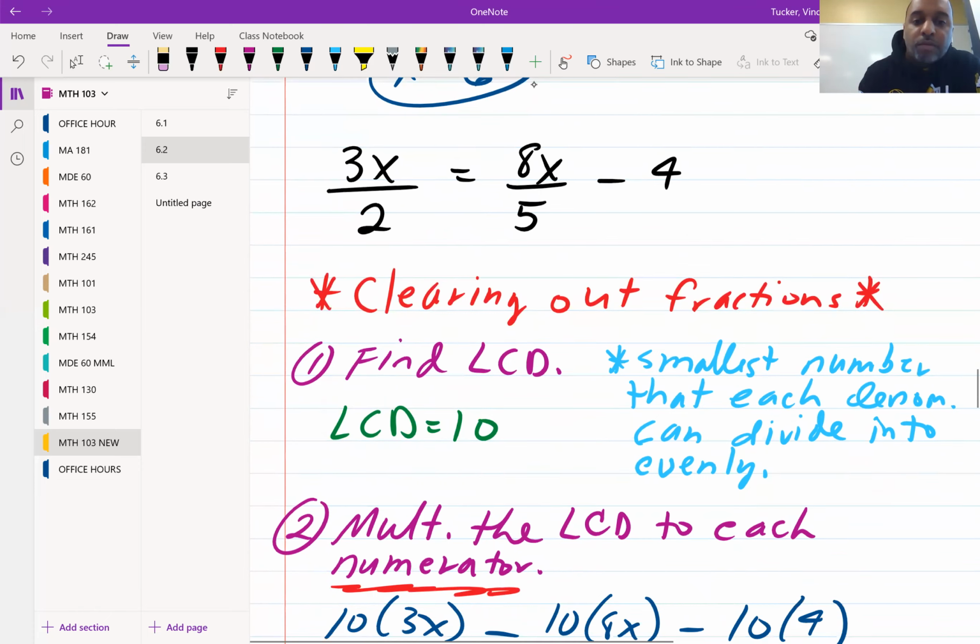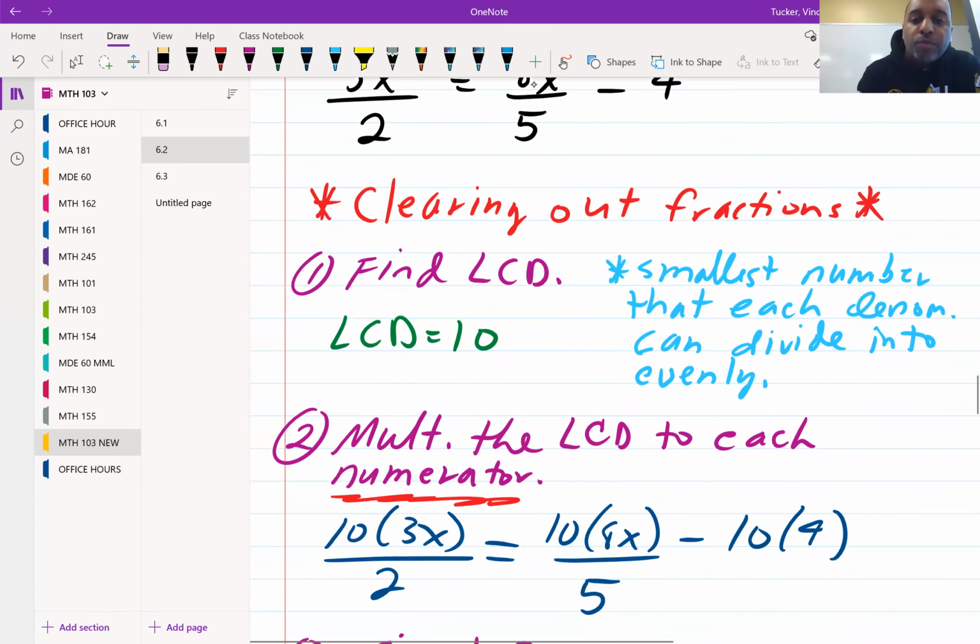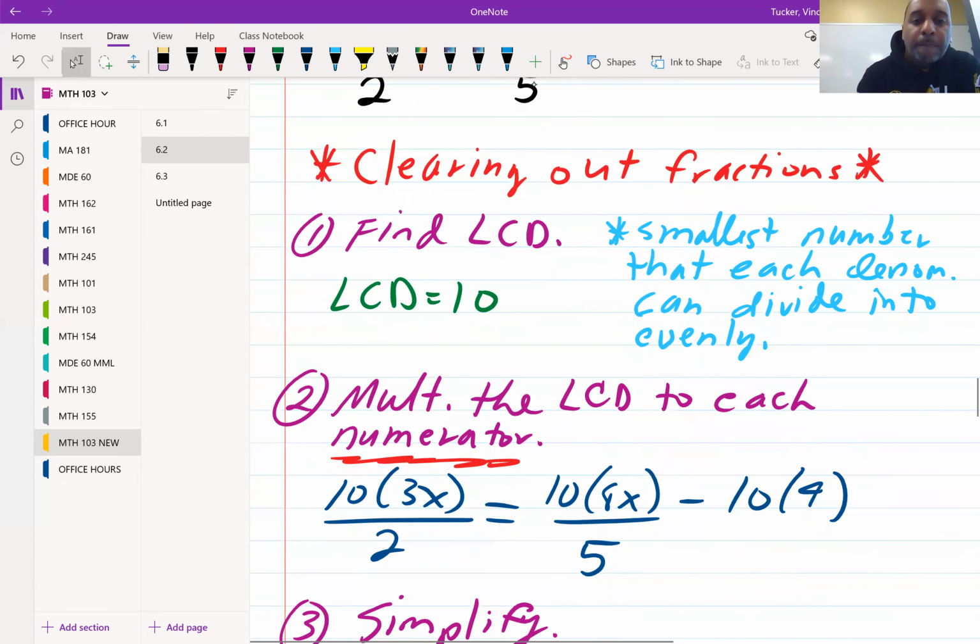So second step is to multiply each numerator by the LCD. Notice we said numerator. I'm not multiplying top and bottom of the fraction, I'm multiplying across the equation. So I'll multiply each numerator by 10.